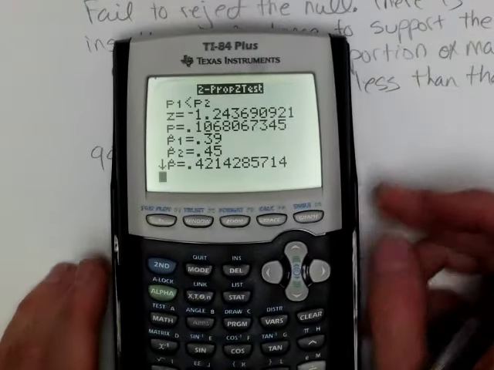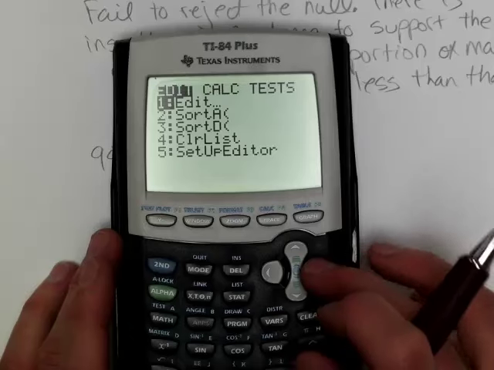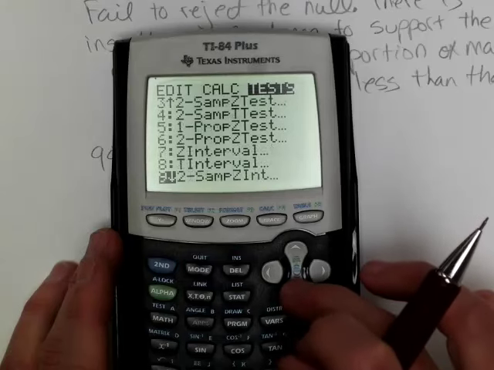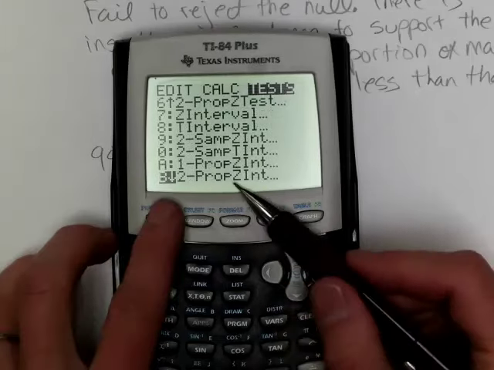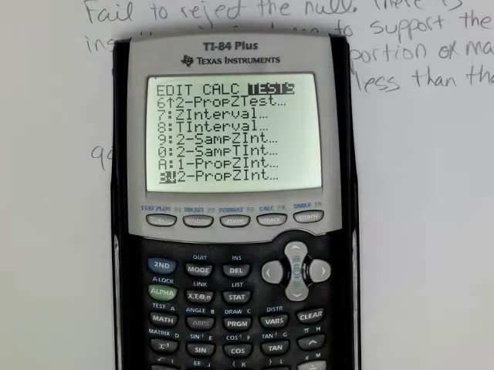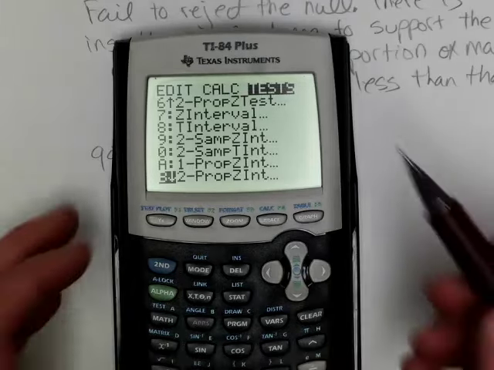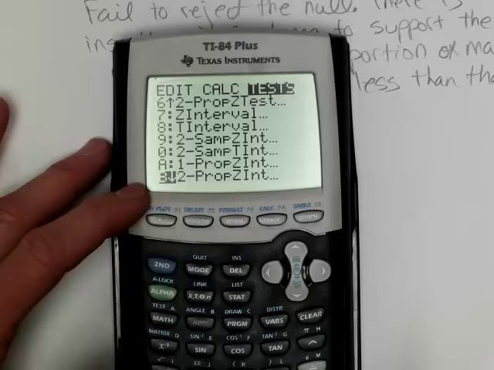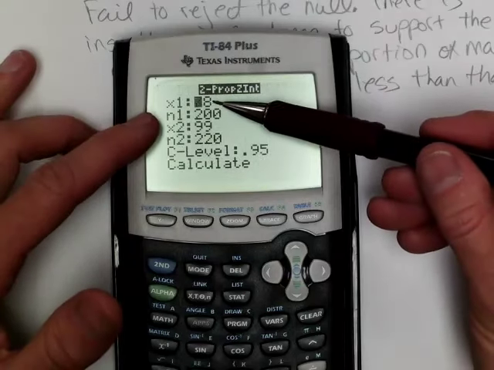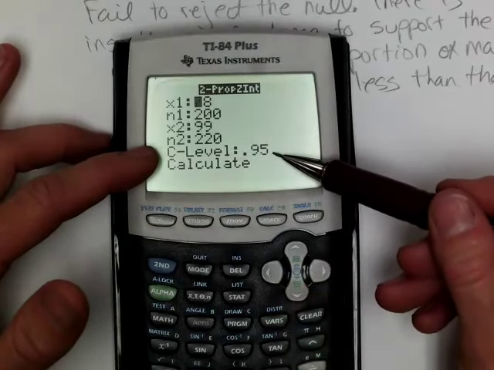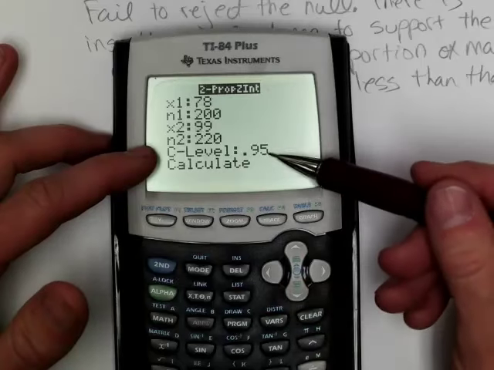The calculator should have a two-sample proportion interval. Let me find it. Here it is, 2-proportion Z interval. Now again, I don't ask for this on your lab, but I like to incorporate a confidence interval to help reaffirm what we're seeing in the decision to either reject or fail to reject the null. Once I select 2-proportion Z interval, what's nice is that it carries everything over from my hypothesis test. I don't need to change this level of confidence, but I could.